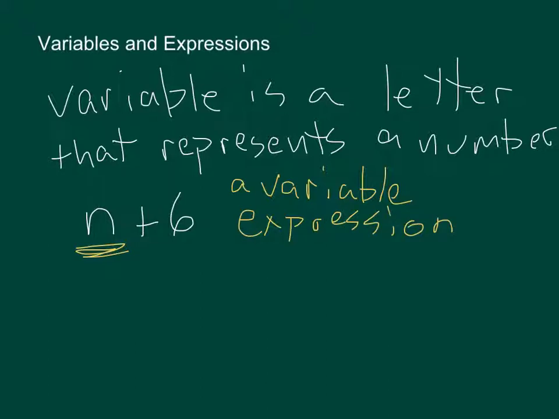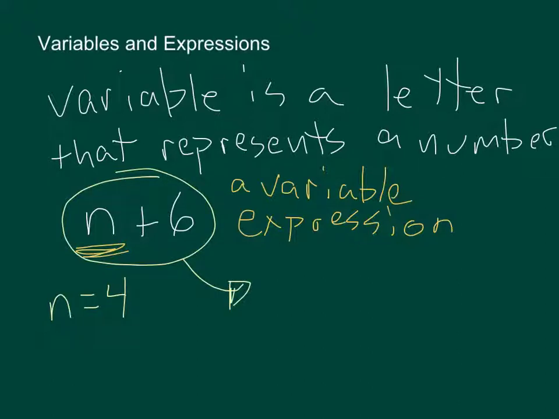Okay, so we have an n plus 6. And then to evaluate that variable expression, we'll need to know what the variable equals. So let's say, in this example, the variable equals 4. So let's say n equals 4. Now to evaluate n plus 6, we're just going to rewrite that, but instead of writing the n, we're going to write 4. So it'll be 4 plus 6. And now we can evaluate that. 4 plus 6 is 10. So we have variables and expressions, and this is a variable expression.